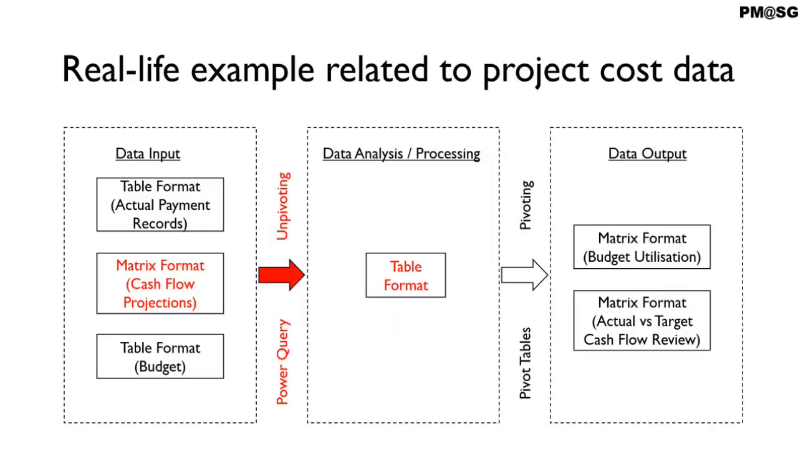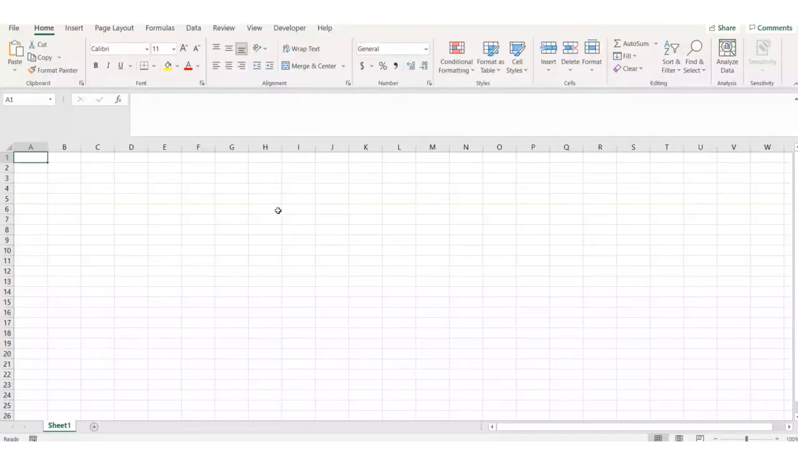We can make use of Power Query to unpivot all the various files and worksheets of matrix format cash flow data into tabular format. They can then be combined with the tabular data for actual payment records and budget data easily to analyze and to create reports in matrix format such as budget utilization as well as cash flow comparison. Let us jump straight into an example.